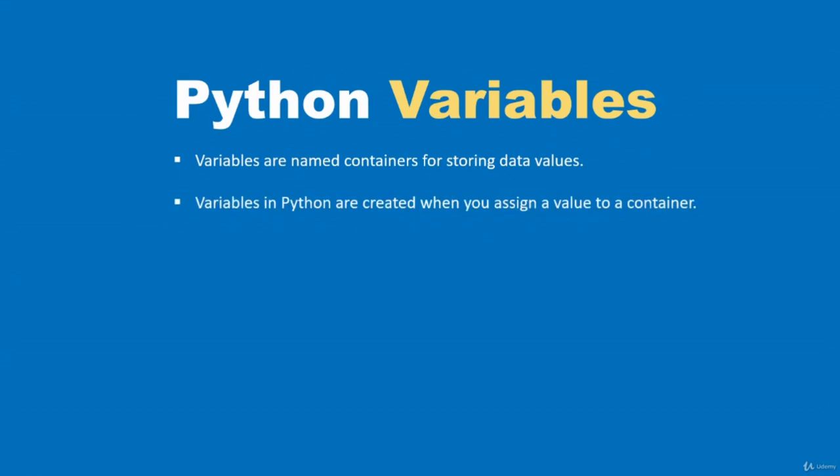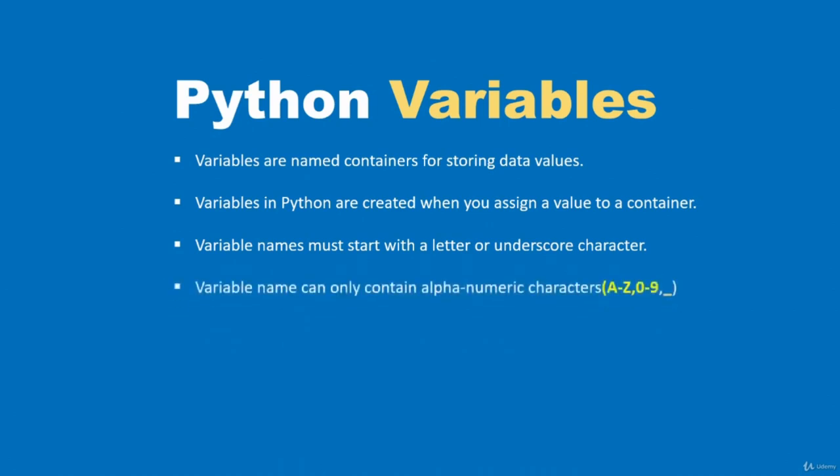There are a few rules that you need to know before you create variables in Python. A variable name must start with a letter or the underscore character. The variable name can contain alphanumeric characters and the underscore character. So it can contain characters from A to Z, numerics from 0 to 9, and the underscore character. A variable name cannot start with a number.